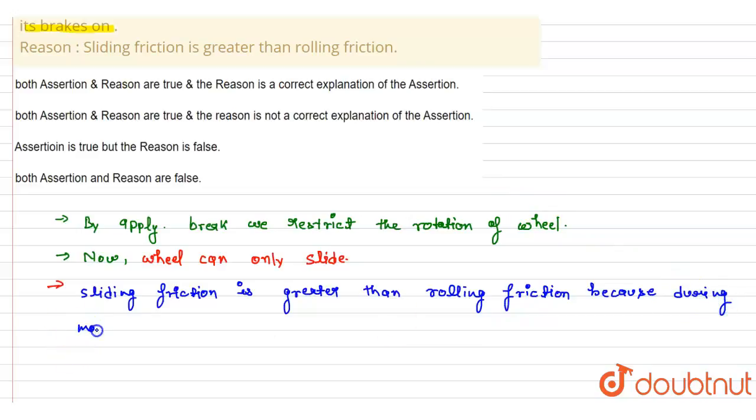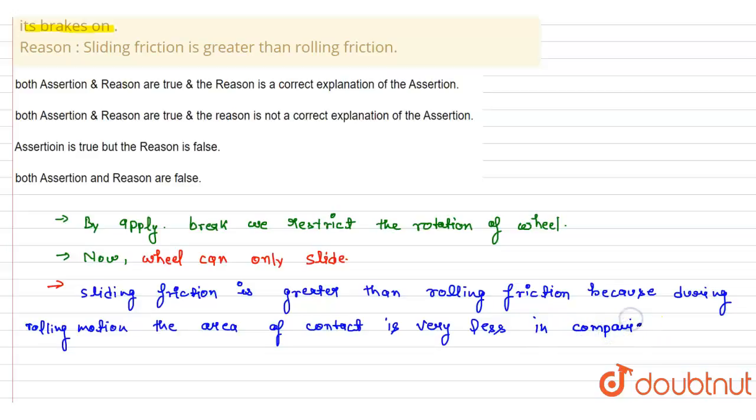during motion the area of contact during rolling motion, okay, during rolling motion the area of contact is very less in comparison with during sliding. During sliding motion.